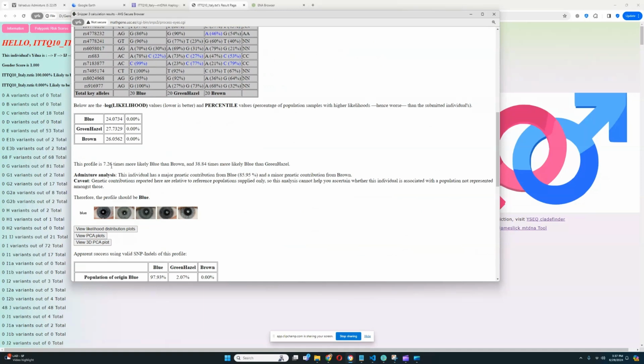Interesting. But it's not very precisely blue. It's saying 7 times more likely blue than brown, 38 times more likely blue than green and hazel. So it's not very precise for blue. It's kind of muddy, kind of all over the place. But SNPR3 is indeed saying blue for this individual's eye color as well. So it looks like my tool is out of step with SNPR3 and YSEC. My tool would be the outlier, saying hazel instead of blue.